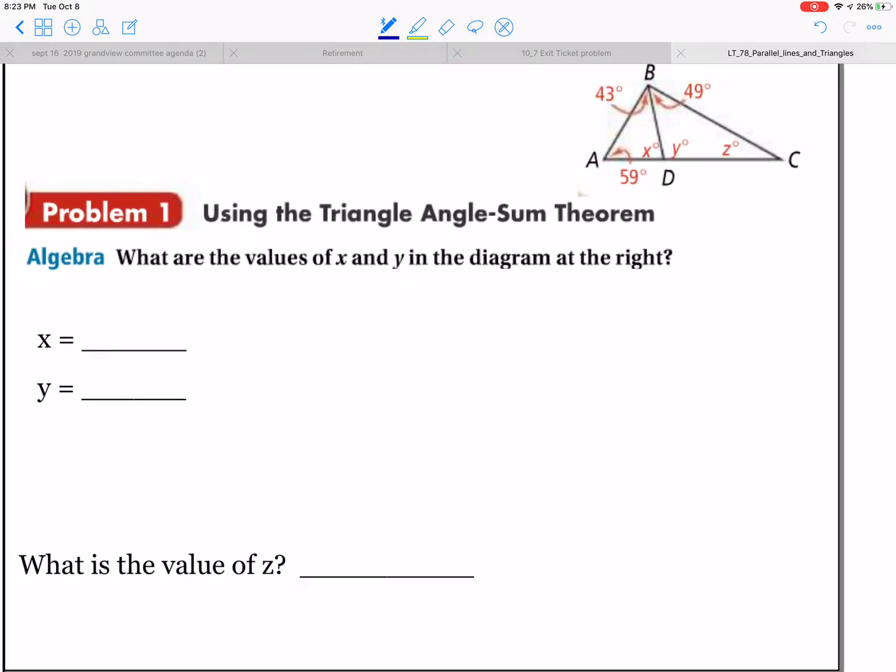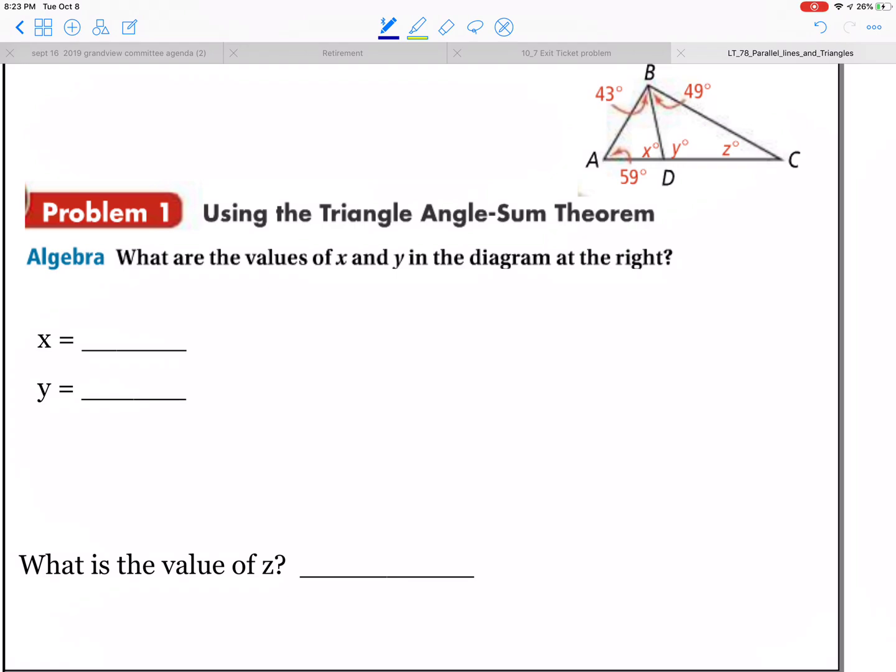Let's look at this diagram. We have two triangles here, and they're sharing side BD. What are the values of x and y in the diagram? And then we want to find the value of z as well. Pause the movie, try that on your own, press play when you are finished.